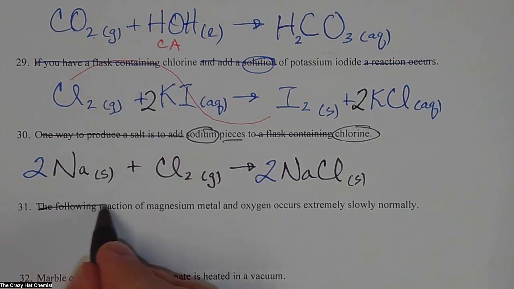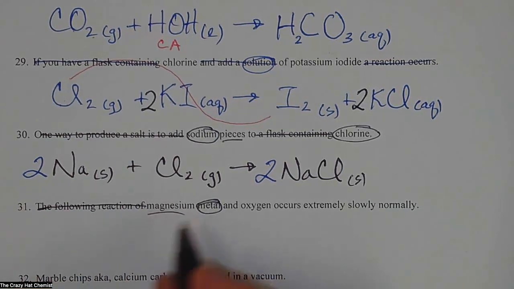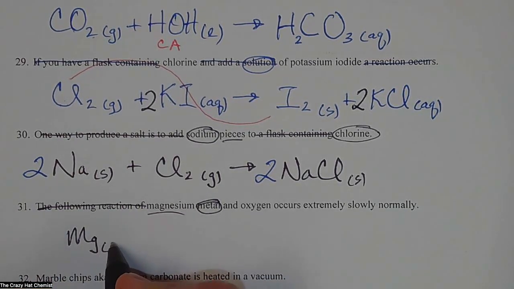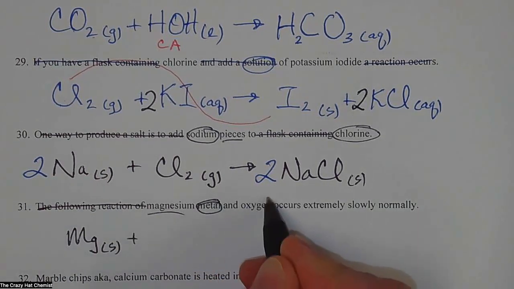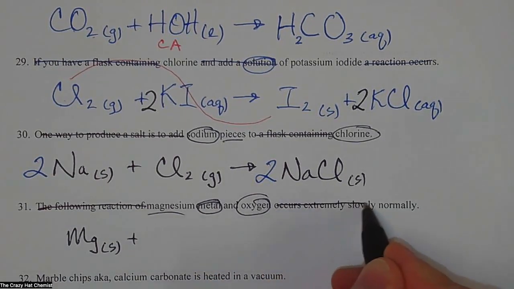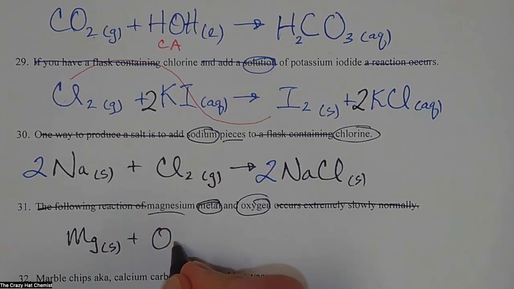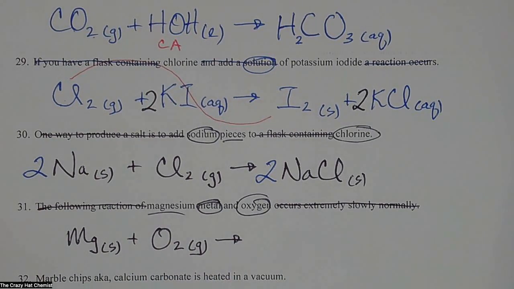The following reaction of magnesium metal and oxygen occurs extremely slowly normally. Oxygen, molecular oxygen, diatomic. Everybody got that? All right. This is also a combination reaction. Magnesium is a 2 plus charge, group 2. Oxygen, the oxide ion, is a 2 minus. So I'm going to put this in a charge ratio of 2 to 2, which becomes 1 to 1.